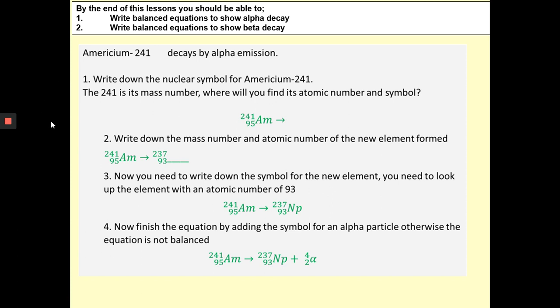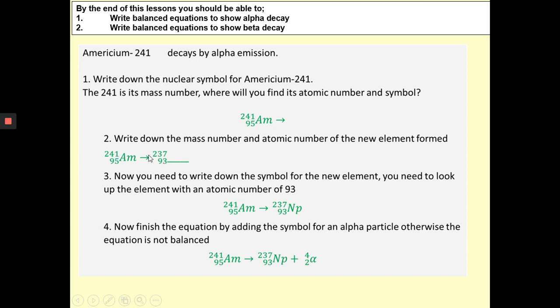Step 1, write down the nuclear symbol for americium. You're going to need to go to your periodic table to find it. Americium has a mass number of 241 and a proton number of 95, and there's its symbol in the middle there. So using my periodic table, I've got Am.